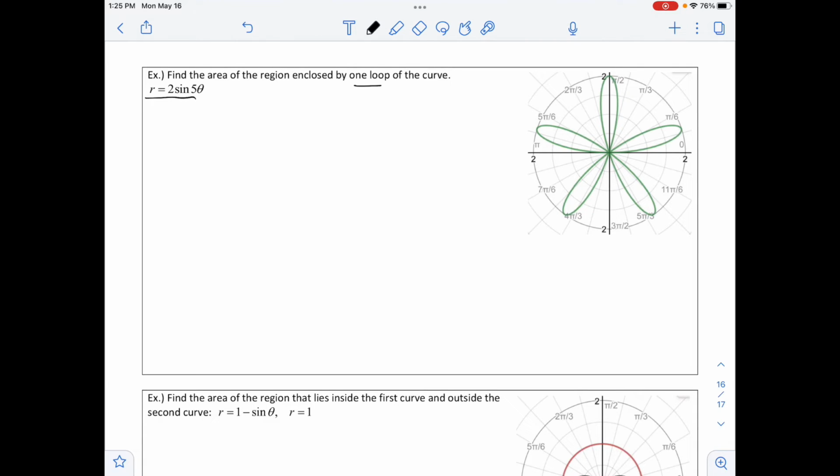The next example says find the area of the region enclosed by one loop of the curve, and the curve here is r equals 2 sine of 5 theta. The graph of the polar equation r equals 2 sine 5 theta is given to the right. It does make a rose curve.